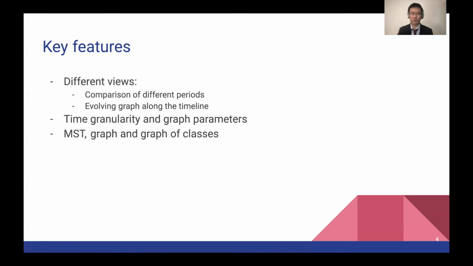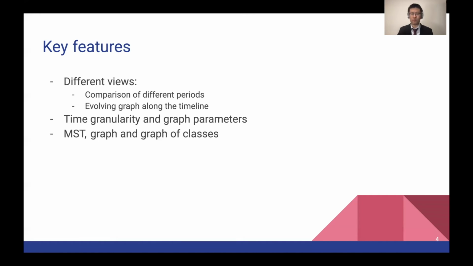First, it offers different view modalities, like comparison mode, where users can compare a minimum spanning tree of a normal period with a crisis period. In this way, they can understand the value differences and also the shape difference between the two. There is also the evolving graph. Users can use it to see how a graph evolves along the timeline.